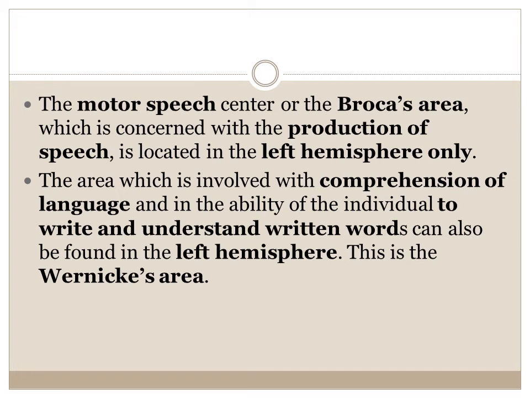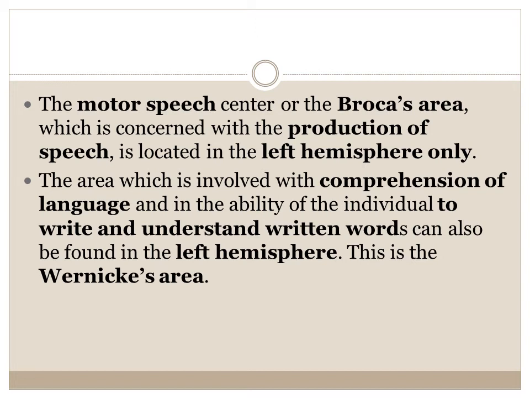The motor speech center, or the Broca's area, which is concerned with the production of speech, is located in the left hemisphere only. So that's why a person who is left-handed, who uses the right hemisphere, uses both, because the motor speech or the Broca's area is located at the left hemisphere. Again, the Broca's area, the one responsible for producing our speech, is located at the left hemisphere only.